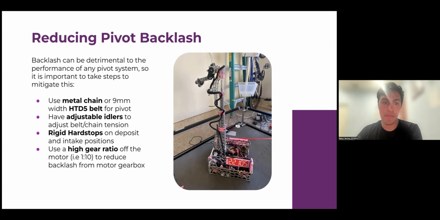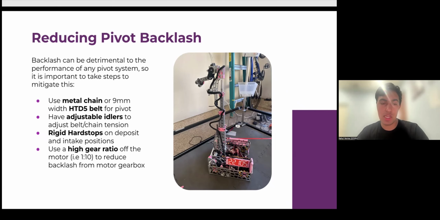In terms of the pivot itself, you can use metal chain or 9 millimeter width HTD5 belt. Either one works. We used belt, but teams have used chain in the past. Another key thing, which we found out later, is that you want to use a high gear ratio off the motor to reduce backlash from the motor gearbox.